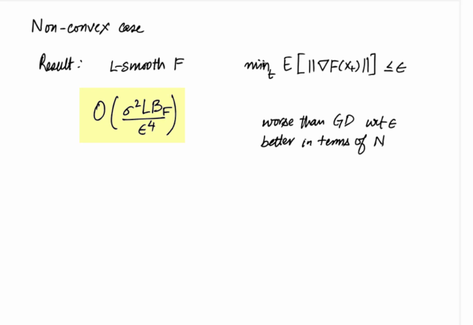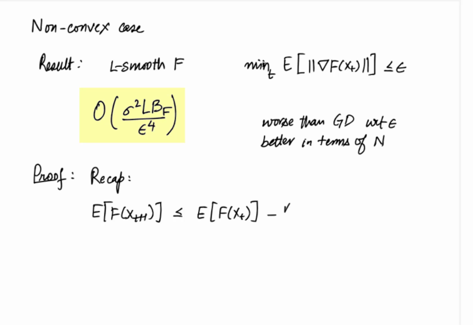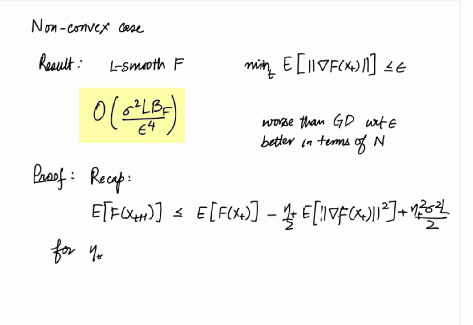The proof for this non-convex case utilizes the exact same first step as in the convex case. So we can refer back to that proof and write down the inequality that we had obtained, which is that the expected value of f of x_{t+1} is less than or equal to the expected value of f of x_t minus eta_t by 2 times the expected value of the norm squared of the gradient of f of x_t plus eta_t squared sigma squared L by 2, provided that eta_t is less than or equal to 1 by LC.